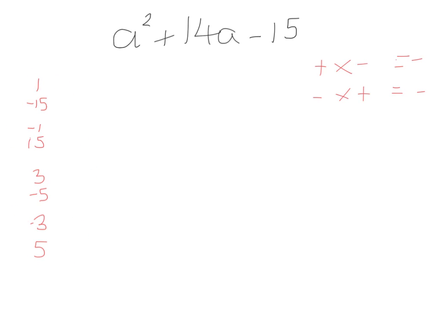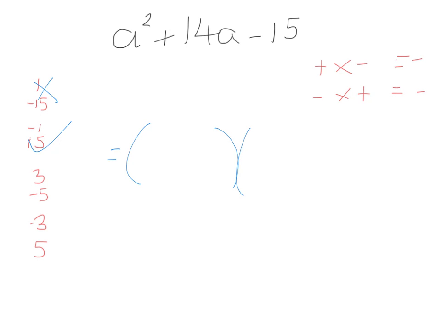Those are all our factor pairs of minus 15. We now need to find the factor pair that when we add them together gives us plus 14. So 1 plus minus 15, a plus and a minus is negative. So 1 minus 15 would be minus 14. So that's not what we're looking for. But if we were to look at here, minus 1 plus 15 is going to give us plus 14. So that is the one that we are looking for.